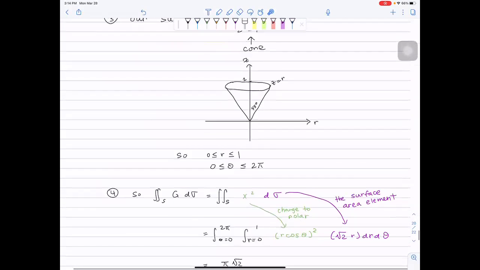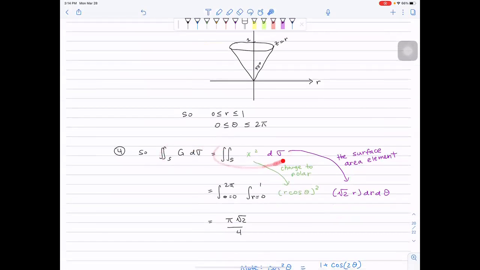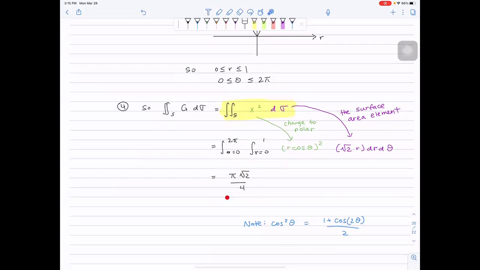And so when we're doing our integral, this was our original integral in yellow. We were trying to do the double integral of x squared d sigma. We want to convert using our surface integral. So x squared, change it to polar coordinates now. So x is r cosine theta squared. D sigma, which we just found, is square root 2 r dr d theta. And then you can compute this integral and get your answer.